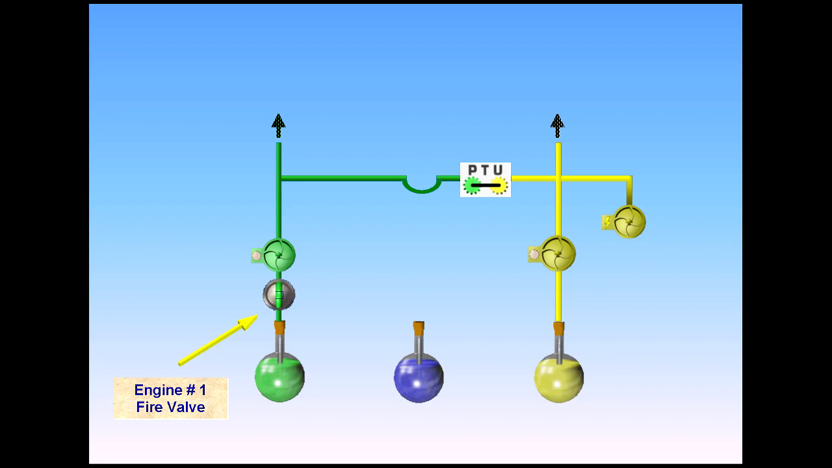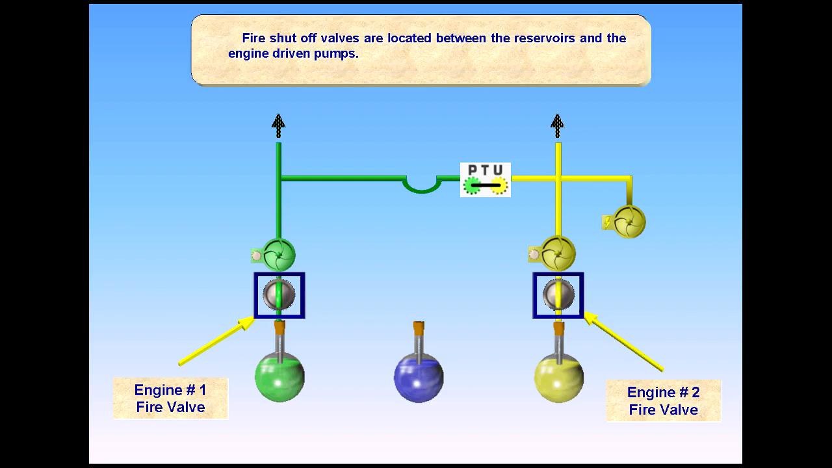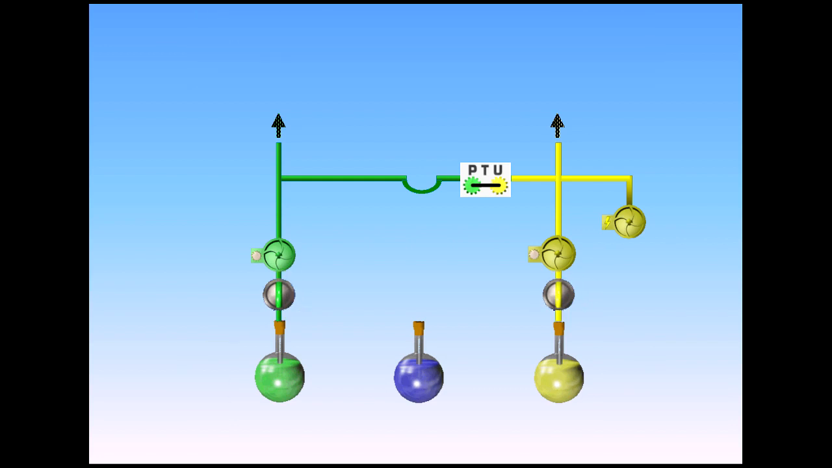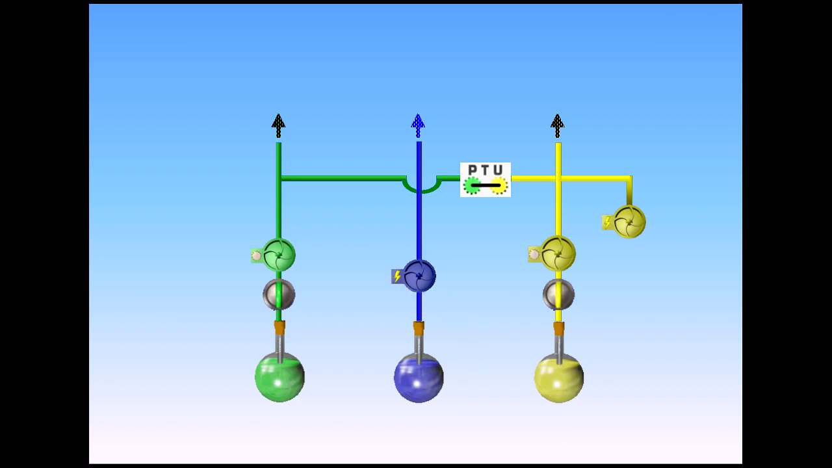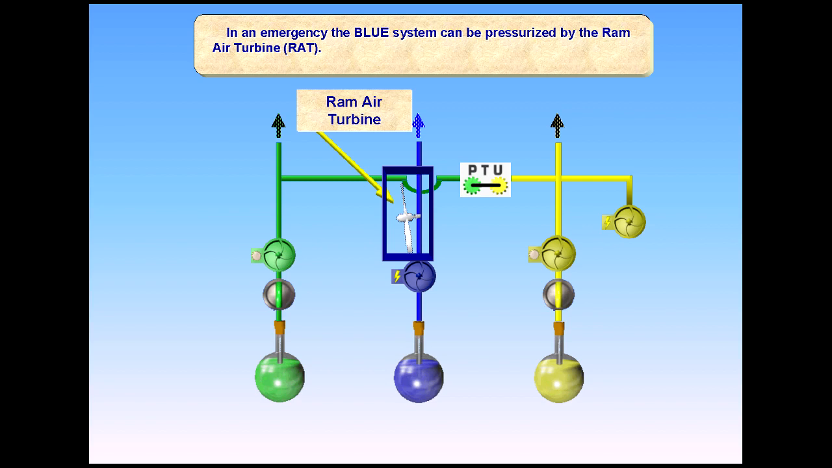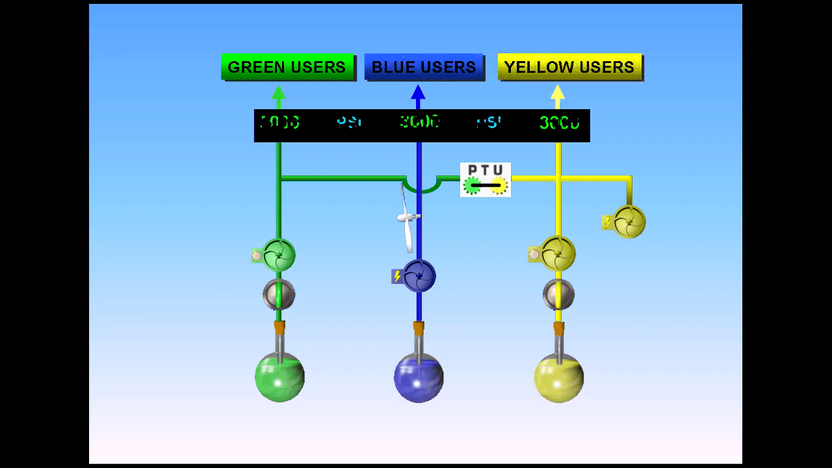Fire shutoff valves are located between the reservoirs and the engine-driven pumps. The blue hydraulic system is pressurized by an electric pump. In an emergency, the blue system can be pressurized by the ram air turbine, the RAT. Each hydraulic system delivers a constant pressure to the users.